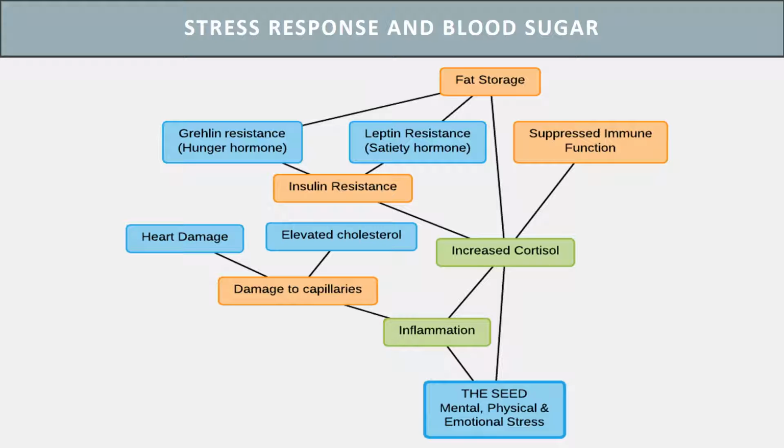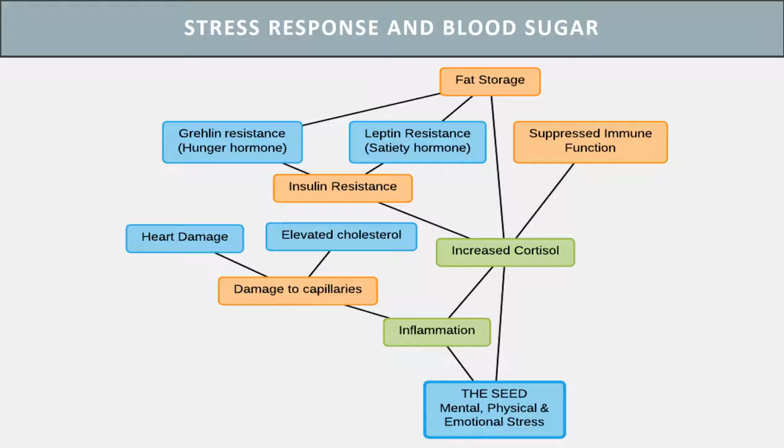When you suffer from insulin resistance, two other hormone-resistant problems start to occur. The first is called ghrelin resistance, and ghrelin is your hunger hormone. It tells you when you're hungry. The second resistance that occurs is called leptin resistance, and leptin is your satiety hormone, or tells you when you are full.